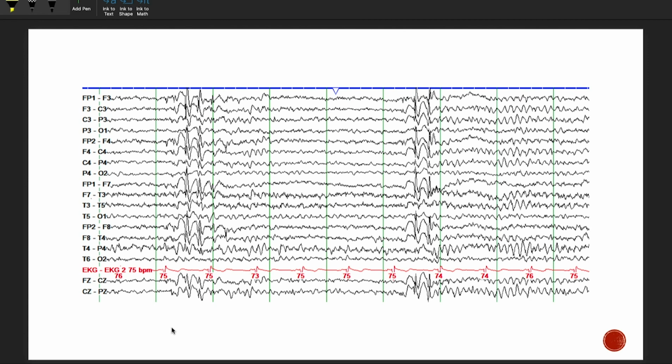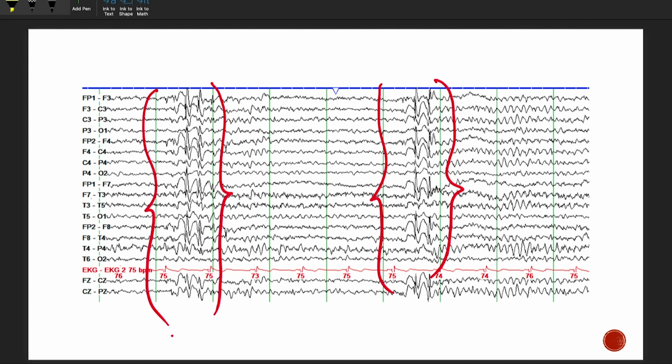This is another example of generalized spike and wave discharge. So these are the spike and wave discharges that you see here. You can see the spike and wave on multiple channels over here as well. So these are the spike and wave discharges, which have a strong association with generalized epilepsies.